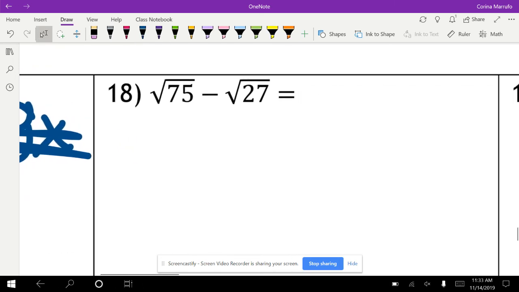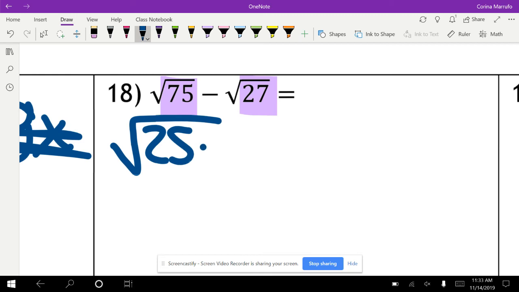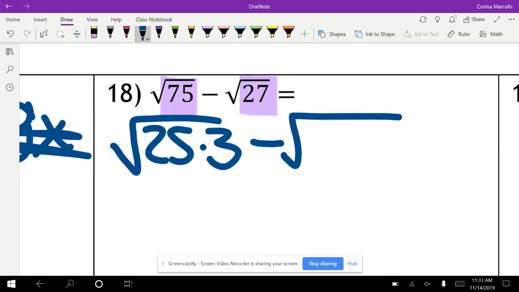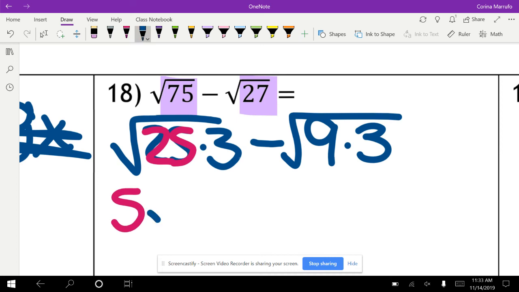All right, number 18. So these fractions are not the same, but we can simplify them. So 75, we look for two numbers that multiply to give us 75, which is 25 times 3. And then we are going to subtract 27. The two numbers that multiply to give us 27 are 9 times 3. So we have the square root of 25. We can take the square root of 25 and get a whole number. That gives us 5. And then the 3 is going to stay in the square root because we cannot take the square root of it and get a whole number.